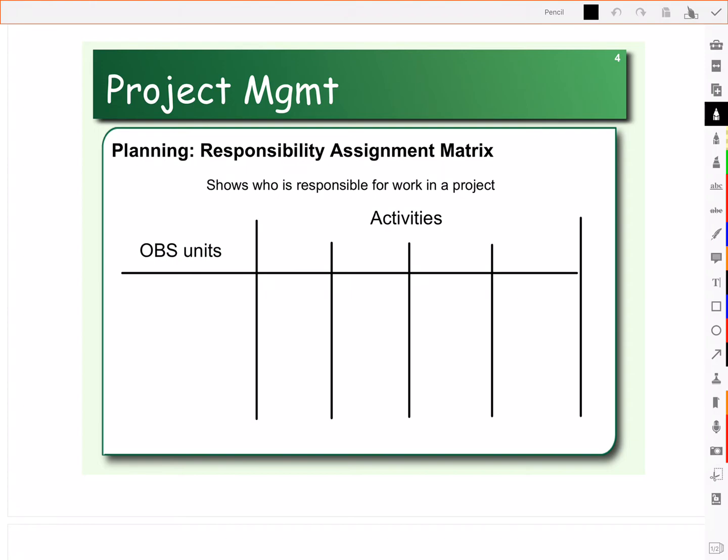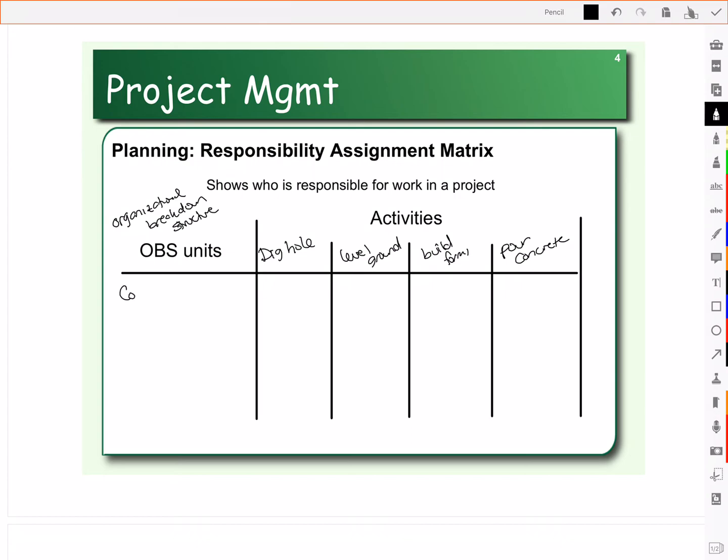So we can take those activities that we had on our work breakdown structure, like dig a hole and level the ground, build forms, pour concrete. We take the activities and then we need to find OBS units. So these OBS units are organizational breakdown structure units. So the idea is, who are the people that are going to be responsible for these activities?